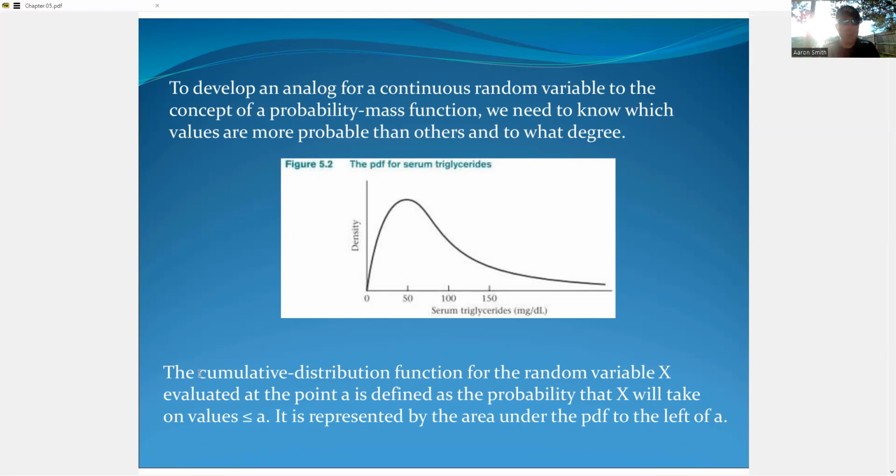Now, the cumulative distribution function gives me the probability of seeing the value or less. So the cumulative distribution function for 100 would be the probability of seeing 100 or less. The cumulative distribution value for 50 would be the probability of seeing 50 or less.